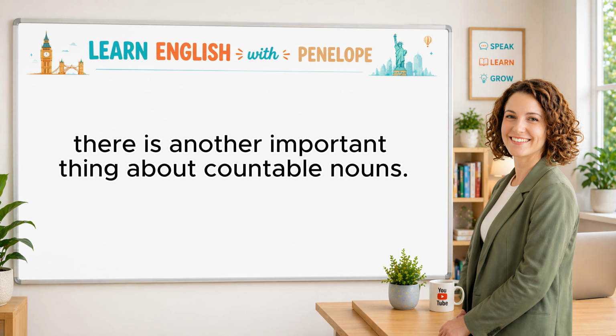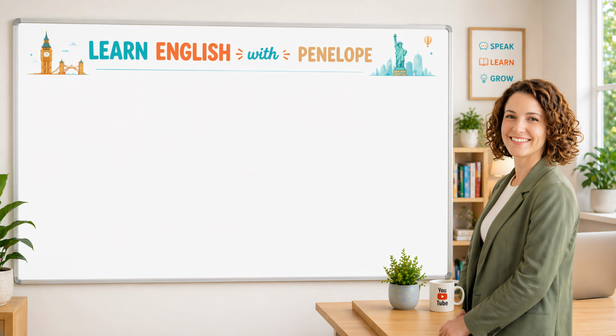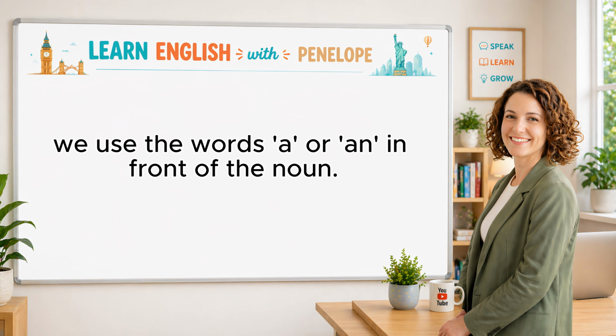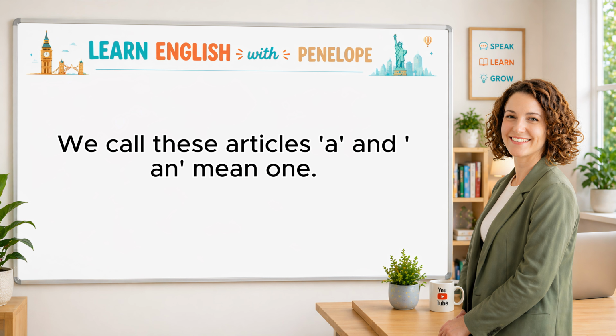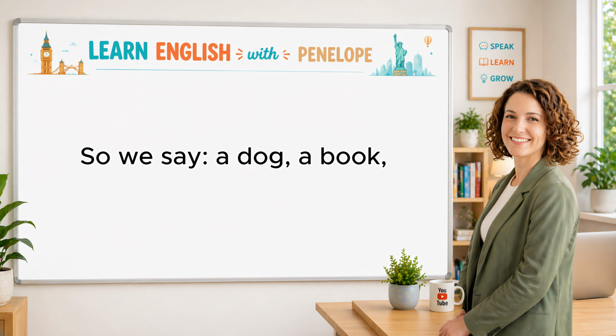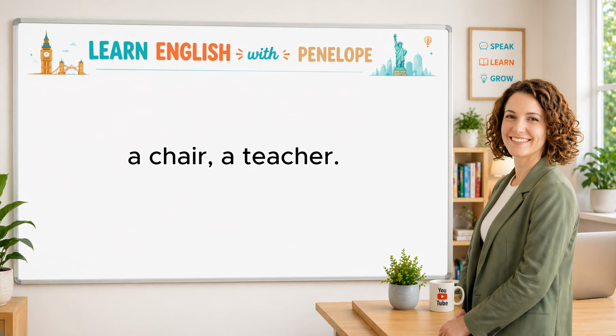Now, there is another important thing about countable nouns. When we are talking about just one, the singular form, we use the words a or an in front of the noun. We call these articles. A and an mean one. So we say, a dog, a book, a chair, a teacher.